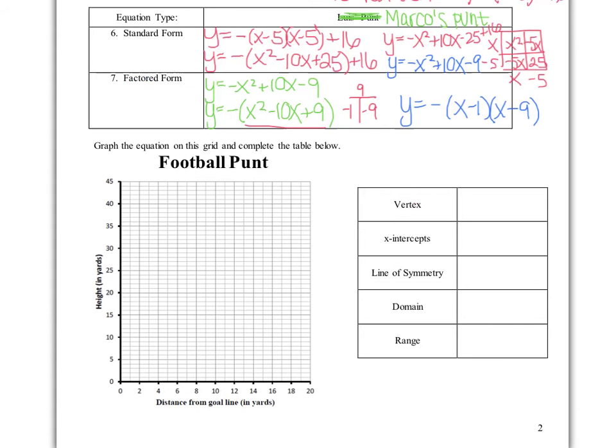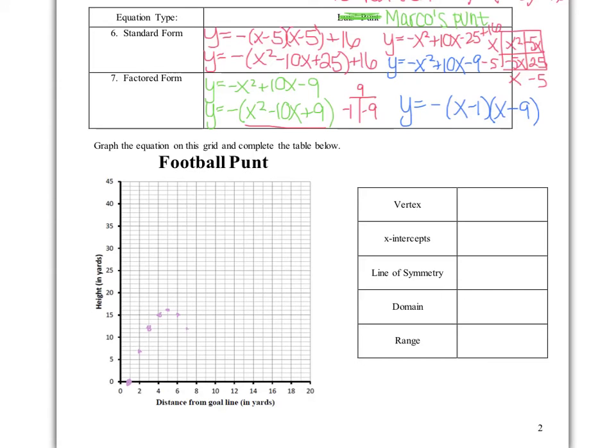So to graph this function, we've got our table of values, so I would just focus on that. When x is 1, y is 0. When x is 2, y is 7. When x is 3, y is 12. When x is 4, y is 15. When x is 5, y is 16. When x is 6, y is 15, and it's going to keep dropping back because parabolas are symmetrical.